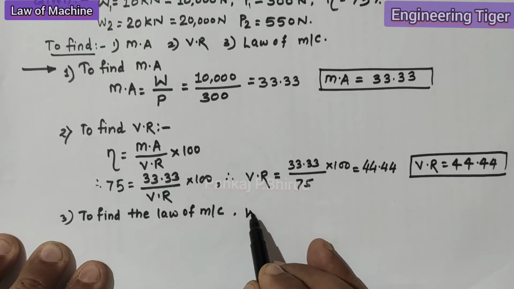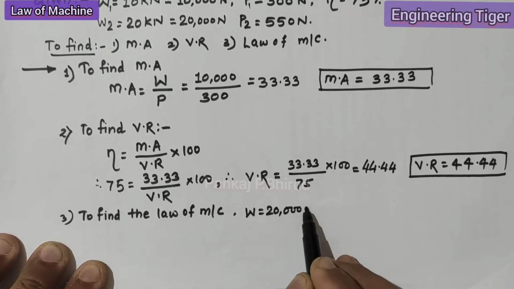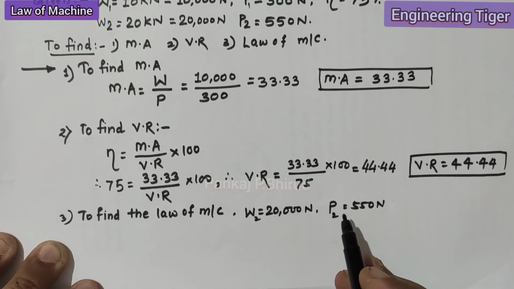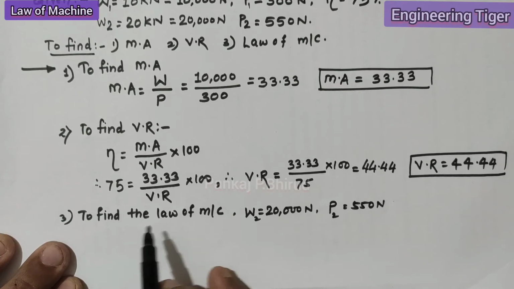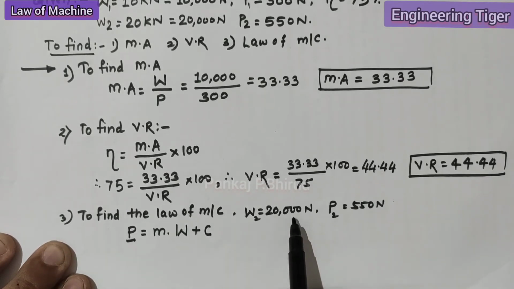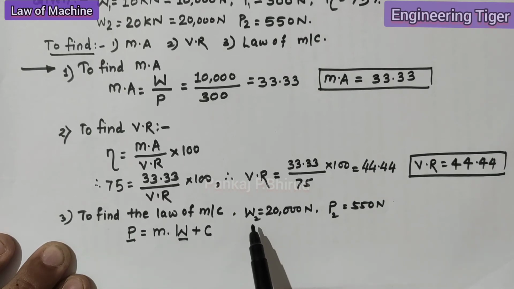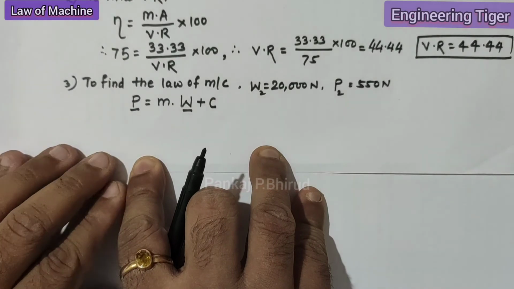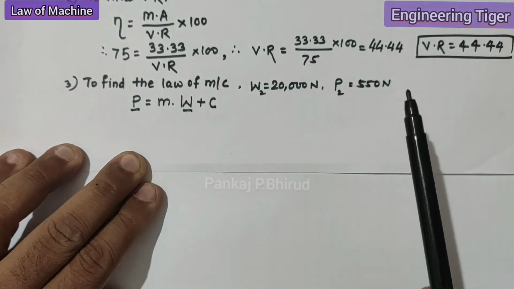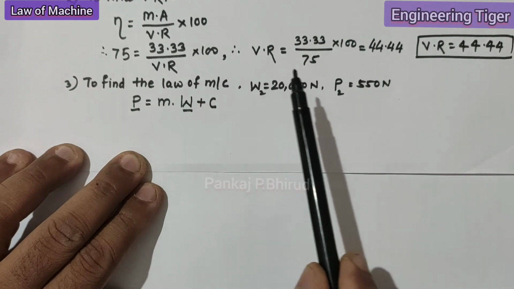So W is 20,000 Newton and P is 550 Newton. W2, P2. So the basic law of machine is what? P is equal to mW plus C. Now P is 550 Newton and W is 20,000 Newton, but we don't have m. So we can calculate m. From the first load and the effort, we'll get one law of machine. Then by using this W2 and P2, we'll get the second equation.